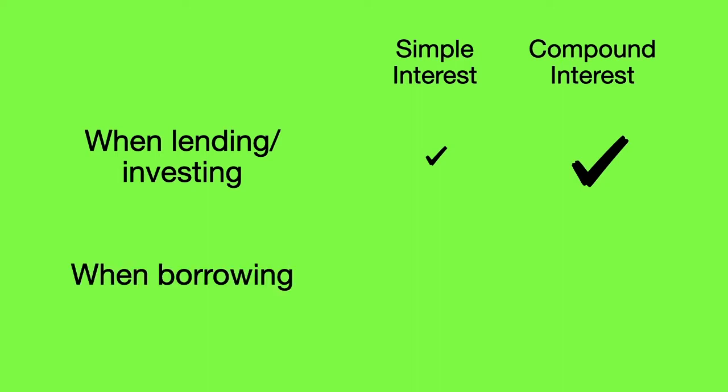But on the flip side, when you're borrowing money, simple interest isn't that great because you're still going to have to pay more than you initially borrowed. But compound interest can get really bad because if you can't pay what you owe after the first year, or however long your terms are, that's just going to keep accumulating, and you're just going to end up spending more and more money just paying off interest.